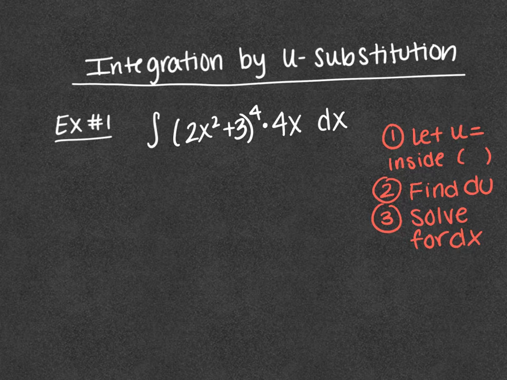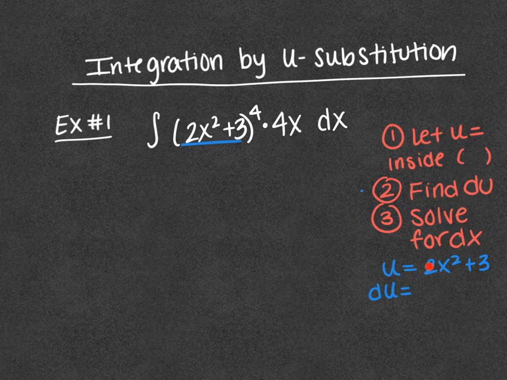Okay, so we're going to let u equal the stuff that's inside the parentheses. So we're going to let u equal 2x squared plus 3. That's step 1. Step 2 says find du. So du means find the derivative of u. If I want to find the derivative of 2x squared plus 3, remember derivatives, we take the 2 and multiply it in front, so that becomes 4. And then we subtract the power down by 1, so 4x is fine. And the derivative of a constant, the 3, is 0.